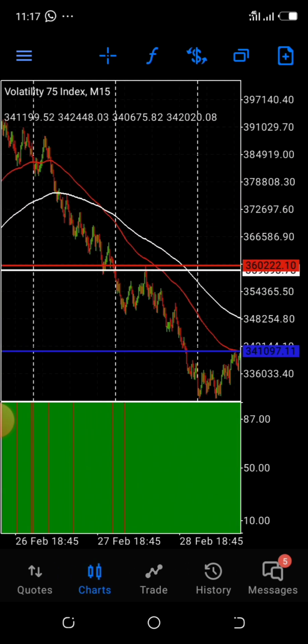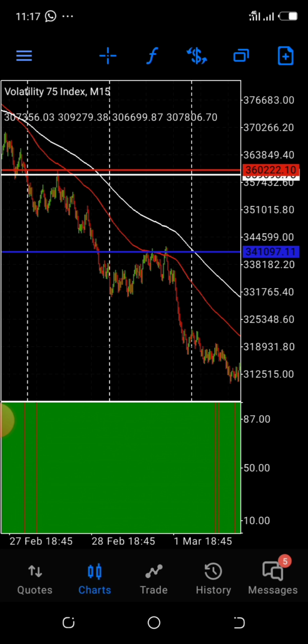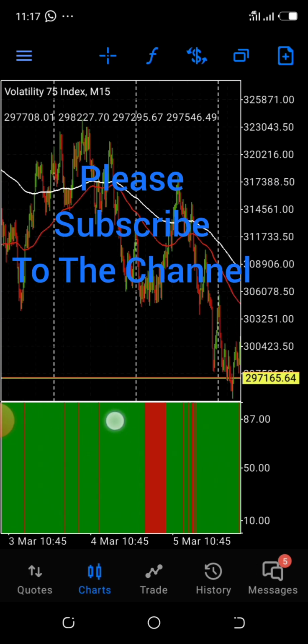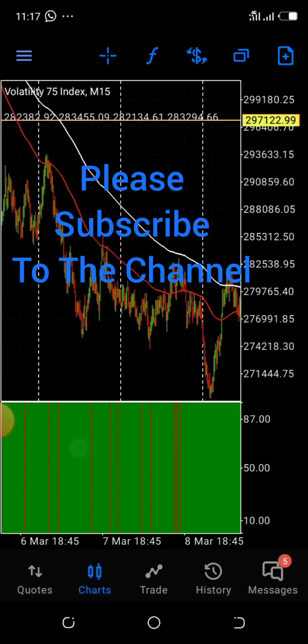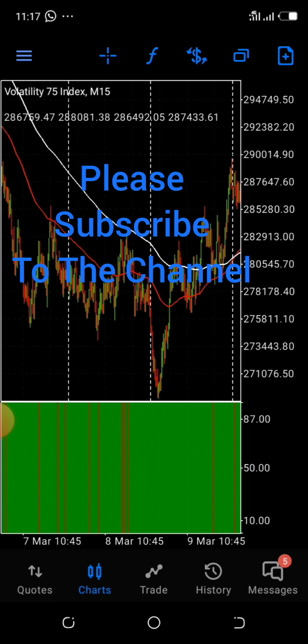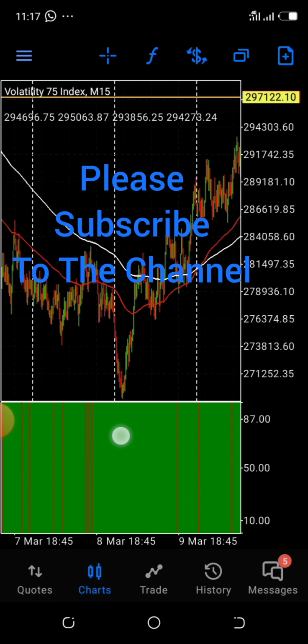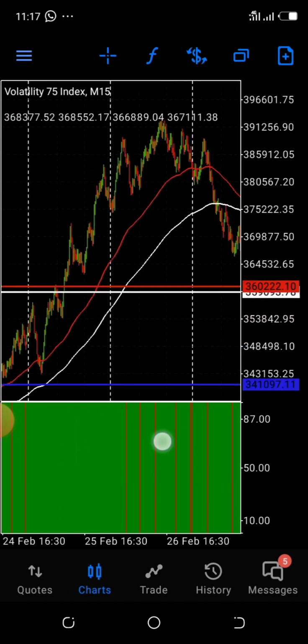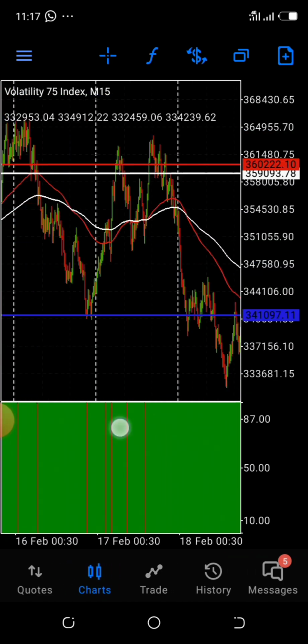And make sure that it is on 15 minutes for VIX75. Do not use it for any other instrument. Please make sure that it is for VIX75, guys. So thank you so much. Test it, backtest it, and then use it for your own advantage.